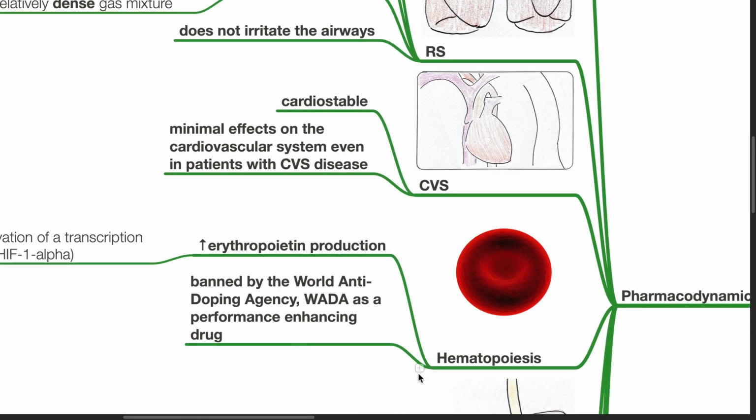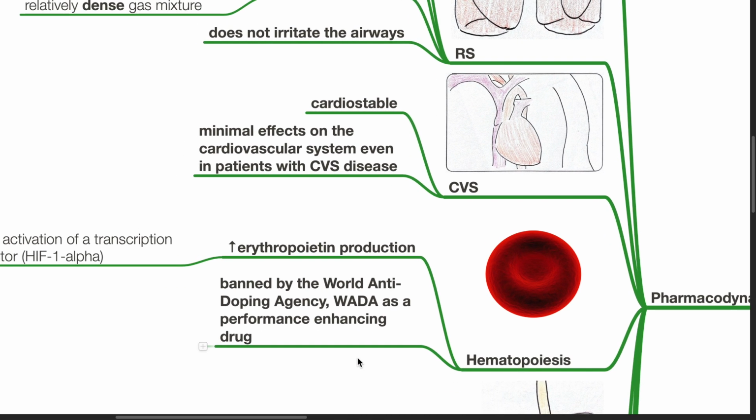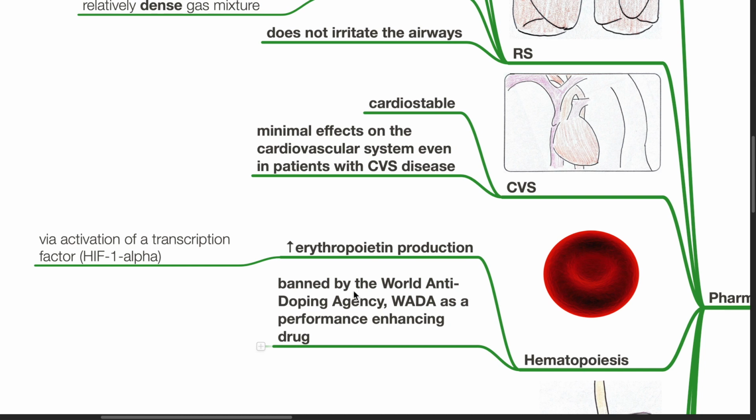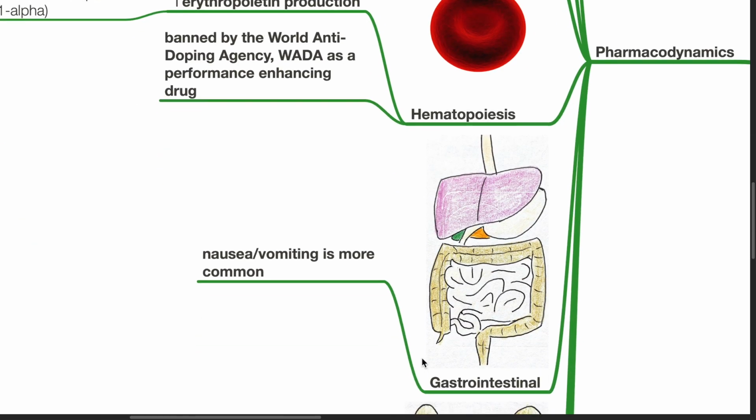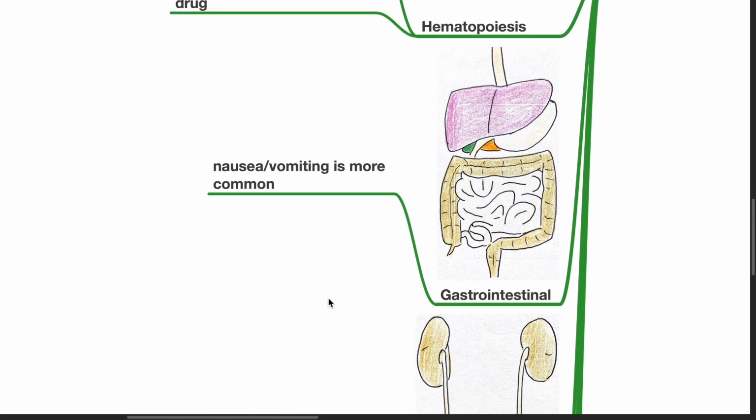Effects on hematopoiesis. Xenon induces increased erythropoietin production via activation of a transcription factor, HIF-1 alpha. Xenon is banned by the World Anti-Doping Agency as a performance-enhancing drug. Nausea and vomiting is paradoxically more common with Xenon.